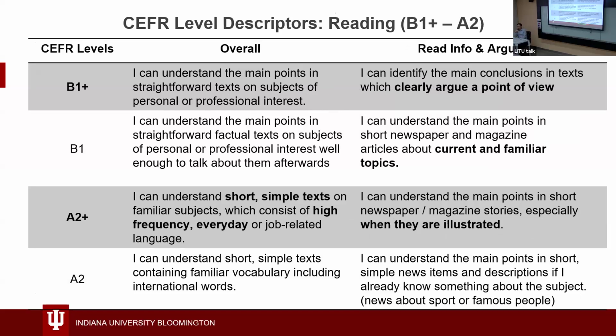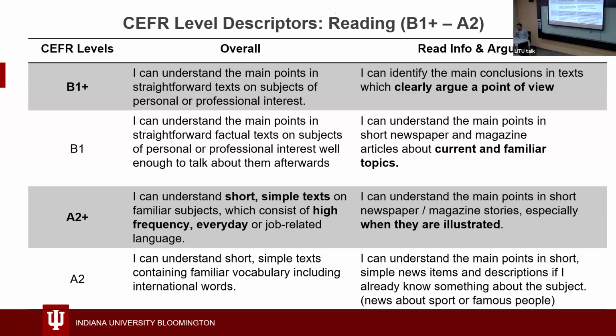Okay, what about the lower levels, B1 plus? I can understand the main points in straightforward text on subjects of personal or professional interest. So here you can understand main points, right? And the text is straightforward, not complex. All the ideas and opinions are clearly stated. And then you can identify main conclusions when a point of view is clearly argued. So that makes B1 different from B2.